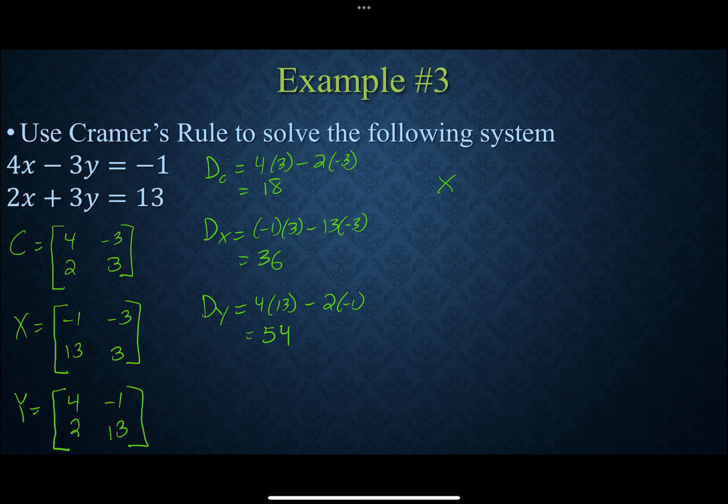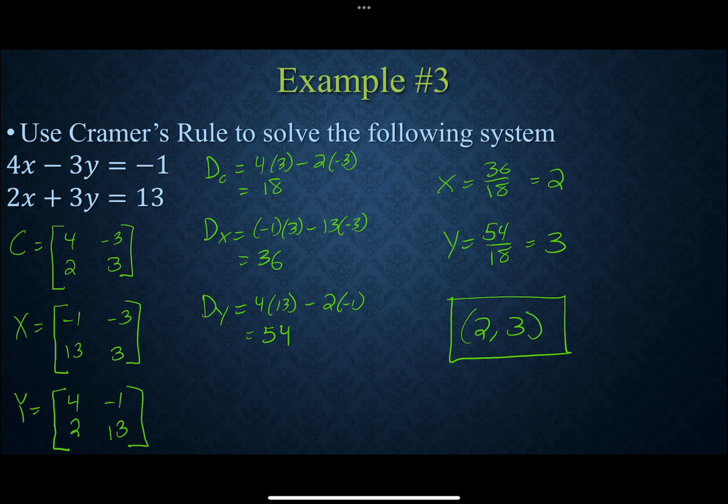So our value of X is going to be 36 over 18, which is 2. Our value of Y is 54 over 18, which is 3. So our final answer, since it's always an intersection of 2 equations, is the coordinate point 2, 3.